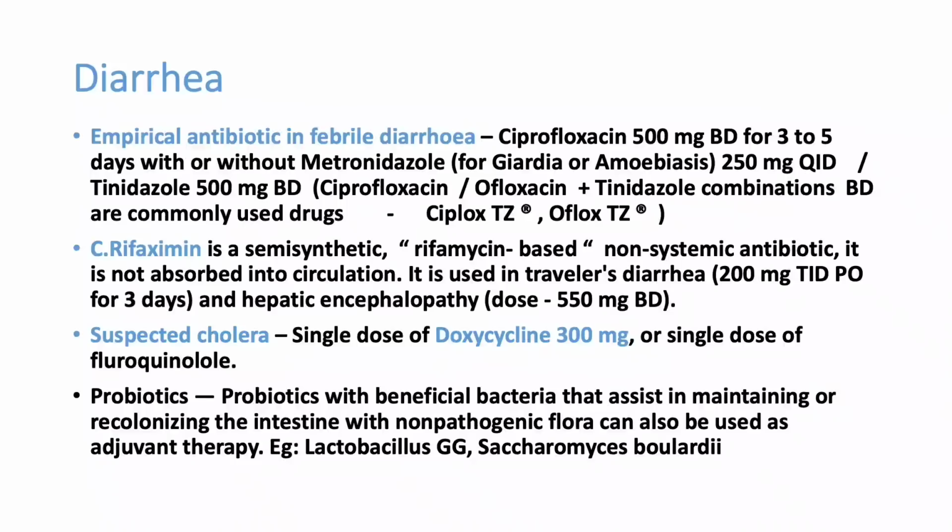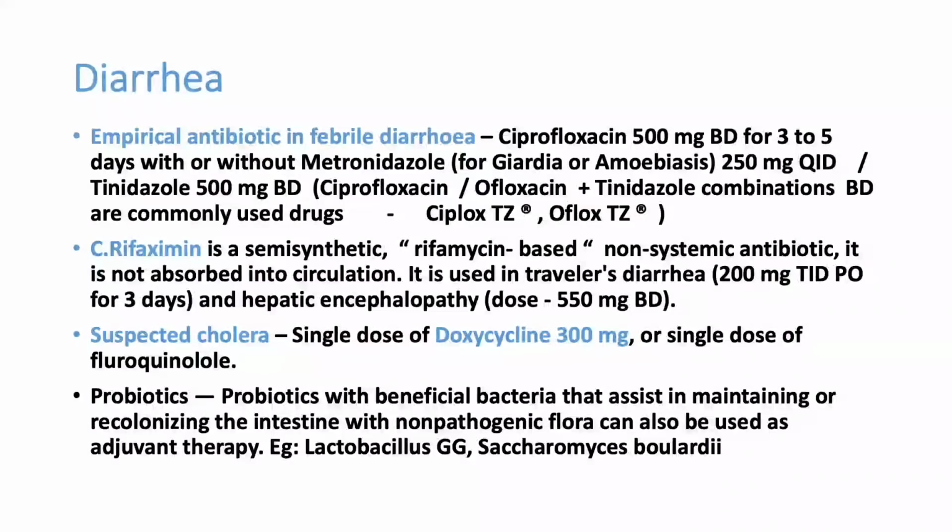But if the patient is having fever or abdominal pain and diarrhea, there are different classes of drugs. One important drug is rifaximin. It's a non-absorbable antibiotic. It's mainly used in hepatic encephalopathy. It can also be used in travelers diarrhea. The dose is 200 to 400 milligram TID. In hepatic encephalopathy, a slightly higher dose is required, 550 milligram BD. But in routine travelers diarrhea, 200 milligram TID is enough.